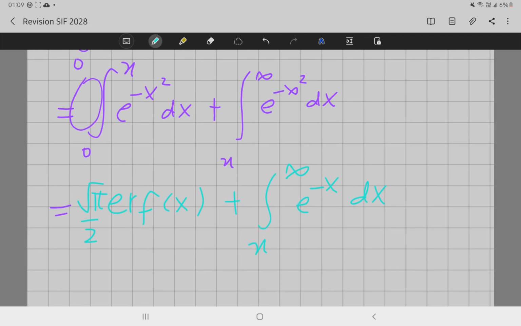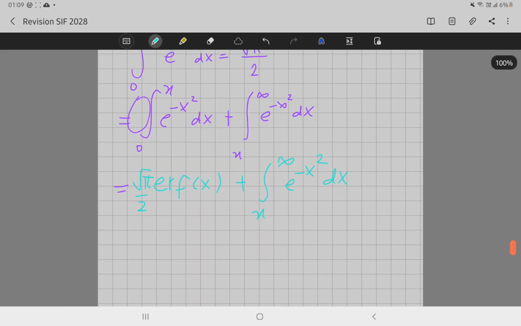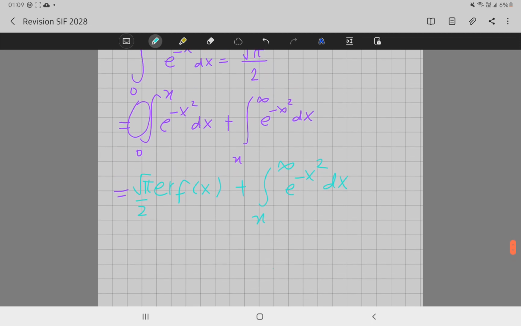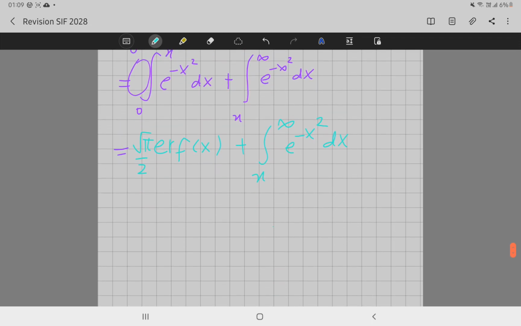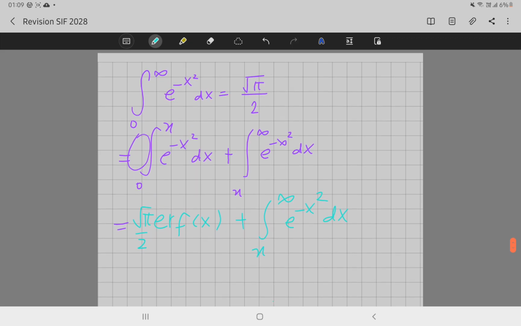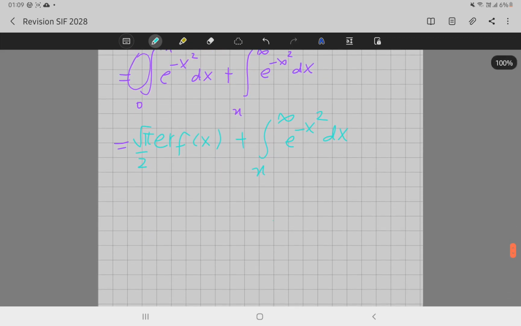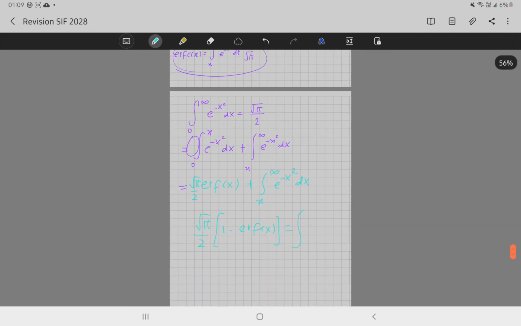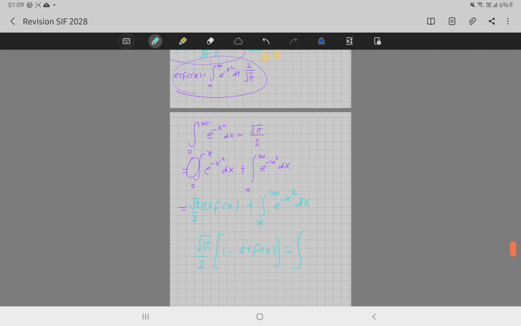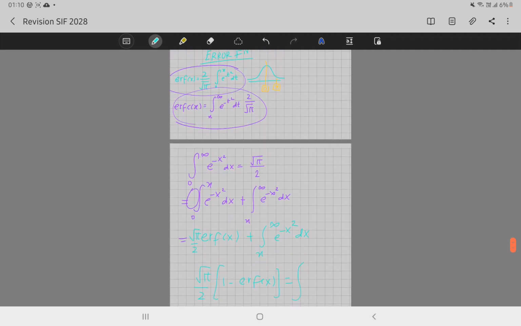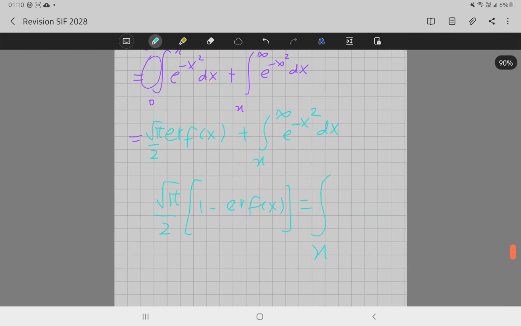Okay, so we move things around. Square root pi over 2 times 1 minus erf x is this: the integration from x to infinity of e to the minus x square dx.